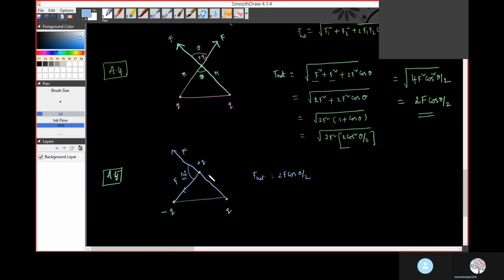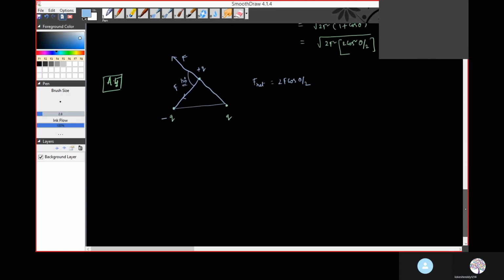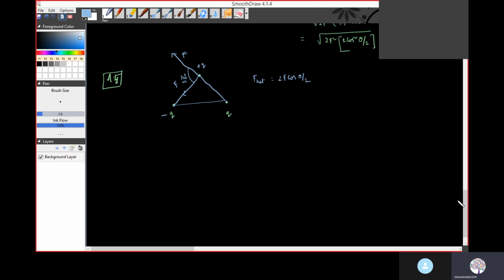Right. So that's about the charges. So net force you have to calculate.